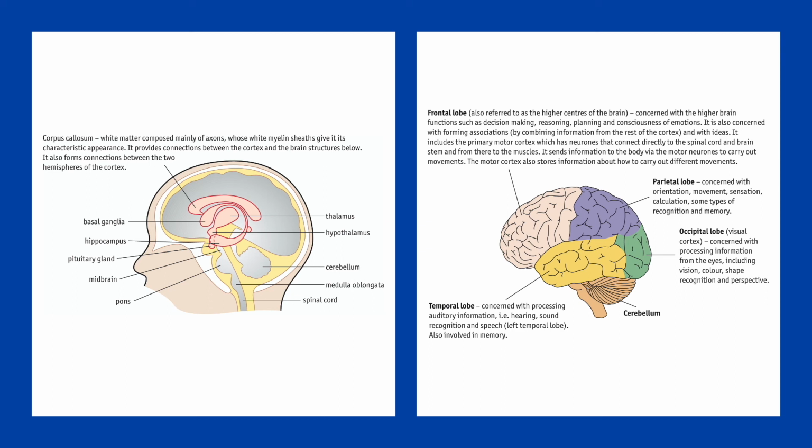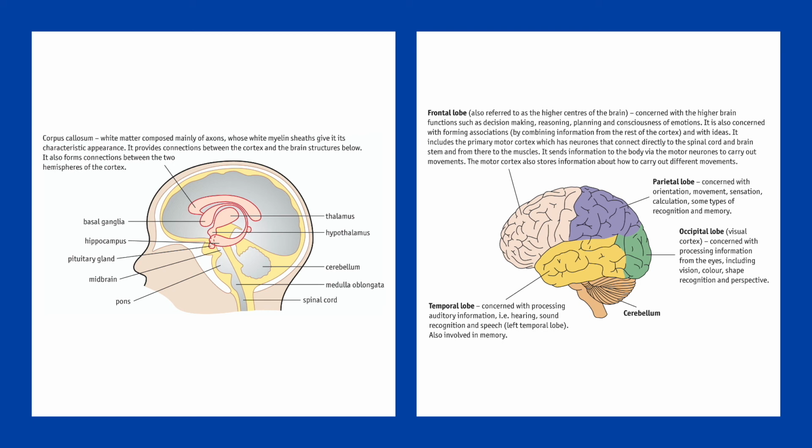If we look at this, these two cerebral hemispheres are connected by a broad band of white matter, and this is known as the corpus callosum. It's towards the top of the brain, and it's really important in making sure the nerve impulses get to the correct parts of the brain. Below the corpus callosum are a number of important structures.